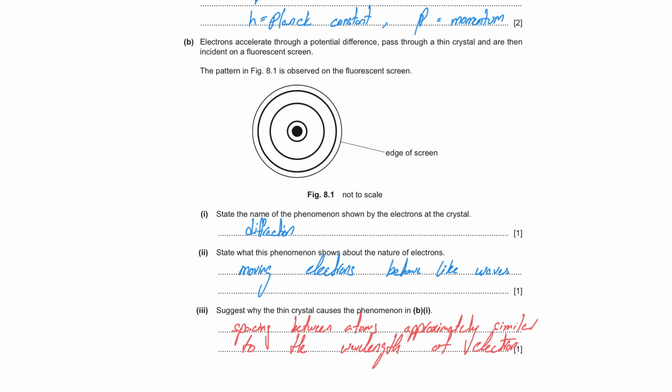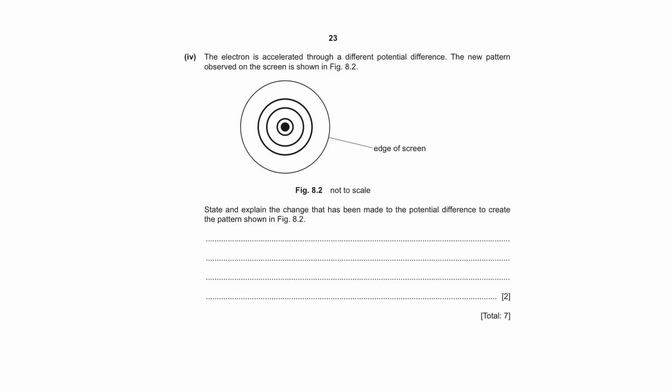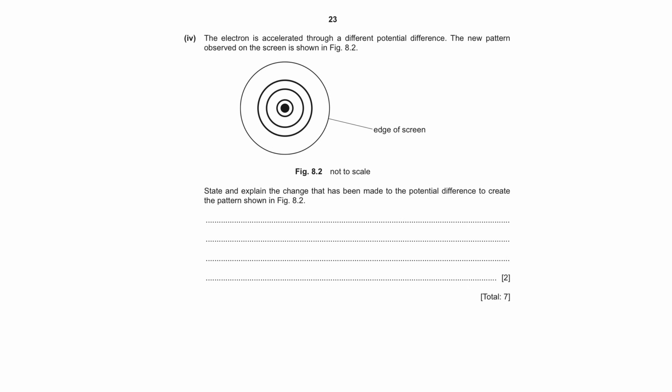For waves, it's important that the wavelength of the wave is similar to the slit size or the slit opening. That is when you'll observe diffraction. Part 4 says, the electron is accelerated through a different potential difference. The new pattern on the screen is shown in figure 8.2.